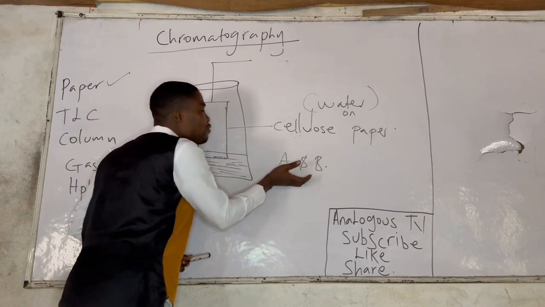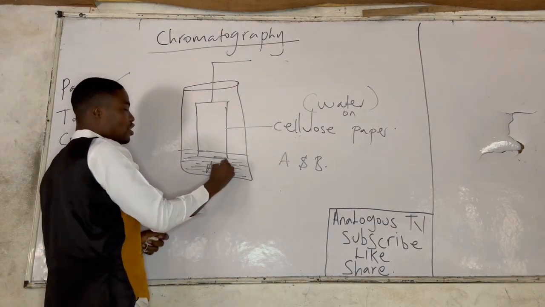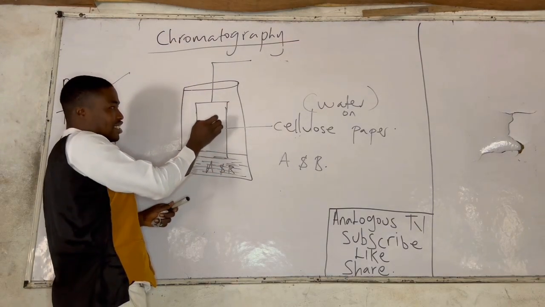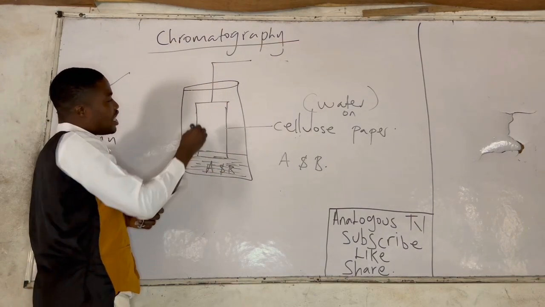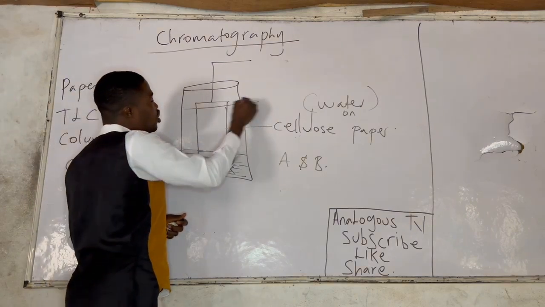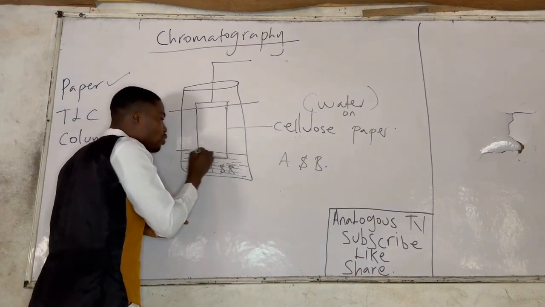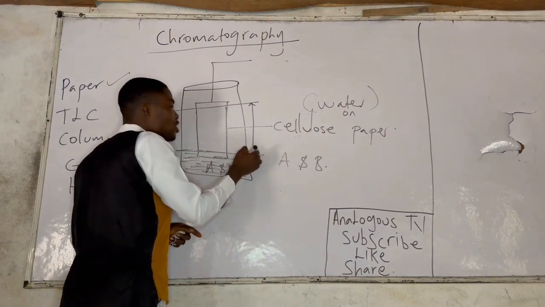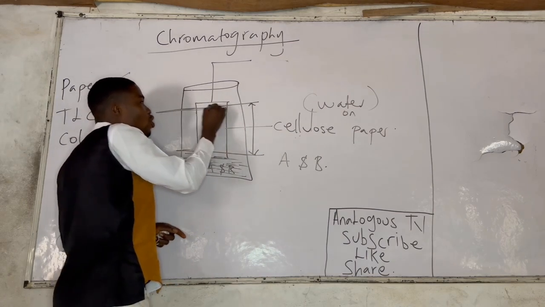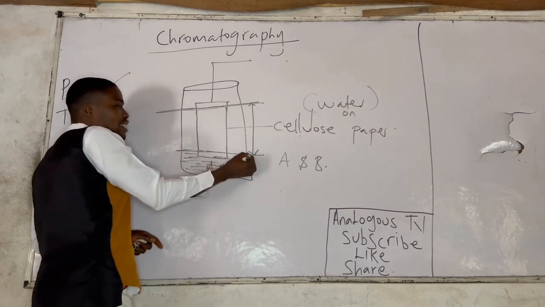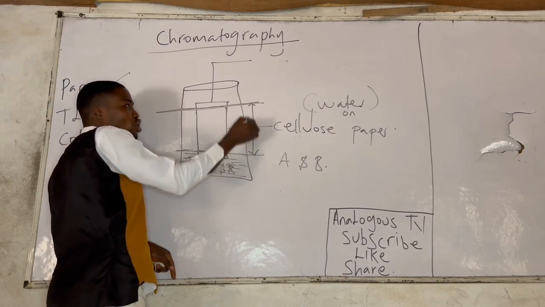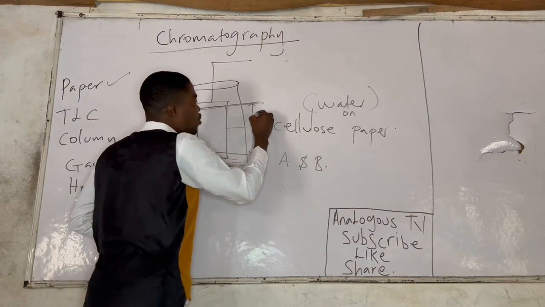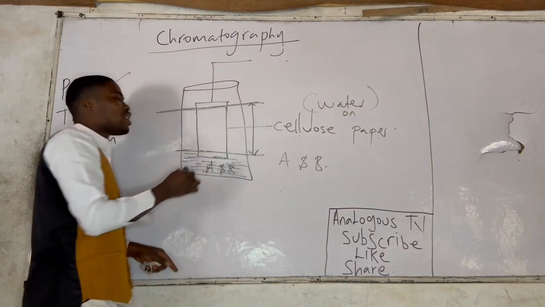Once you put the mixture to be separated, A and B, inside the solvent, the solvent travels a distance to this point. Note, the solvent was somewhere here before. The place the solvent came to is known as the solvent front. The distance from the initial position of the solvent to the solvent front is known as the distance moved by the solvent.